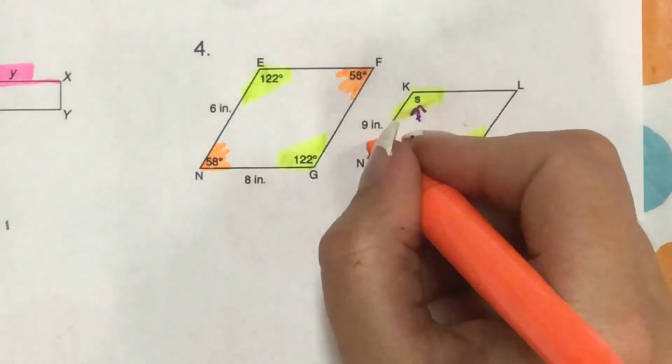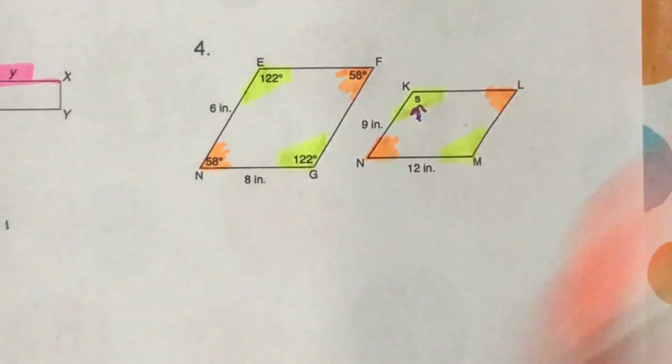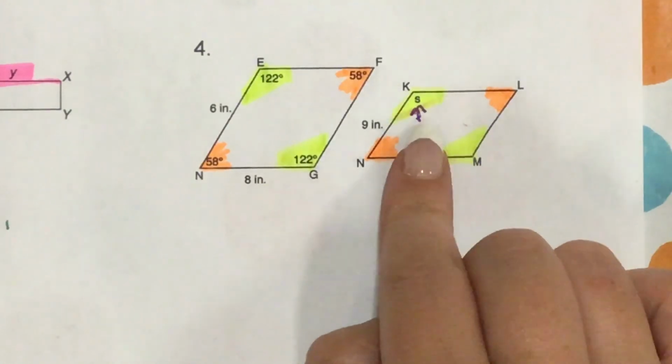And that also means that these small angles in this similar figure are going to be the same. They're also going to be 58 degrees. But we're not really worried about that. I'm just giving you that extra information. The only thing we're concerned about is this S.